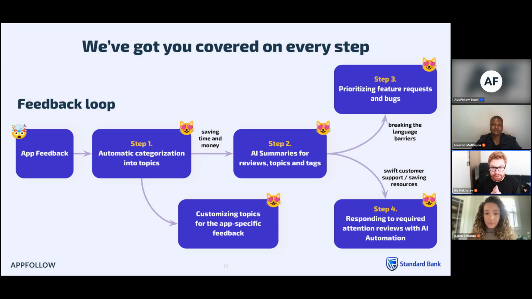So basically, from start to finish on this feedback loop, from collecting the app feedback, to automated categorization into topics, to providing summaries for these topics, to prioritizing feature requests, bugs, and responding to reviews, we've got you covered on each step of managing app feedback. We are saving you money, time, and resources, breaking language barriers, and helping you provide swift customer support. All of this ensures a seamless loop of receiving, analyzing, and responding to user feedback, saving time and money, and providing a better user experience.